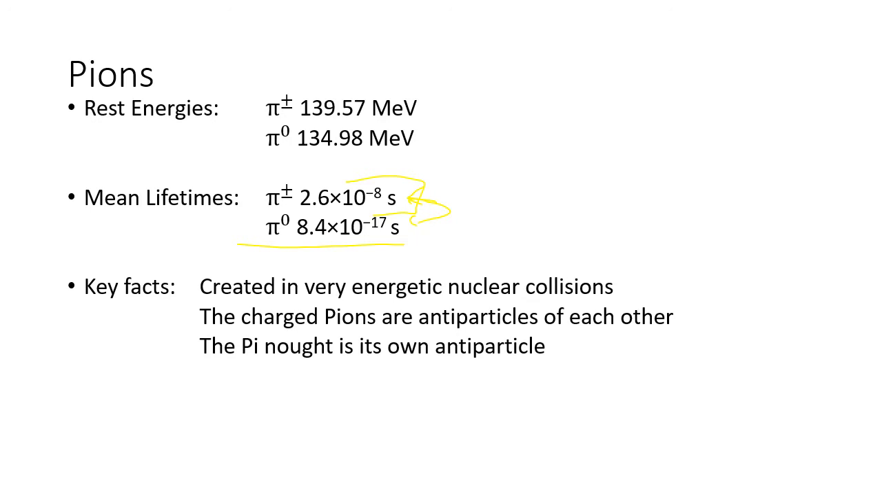Now, the charged pions are antiparticles of each other. So the pi minus is the antiparticle of the pi plus. So an anti-pi minus is a pi plus, and an anti-pi plus is a pi minus. That's unnecessarily complicated to write it that way, so we just stick to using their charge, the same way we do with the positron and the electron, to be able to distinguish those apart. The interesting bit, however, is that the pi naught is its own antiparticle.